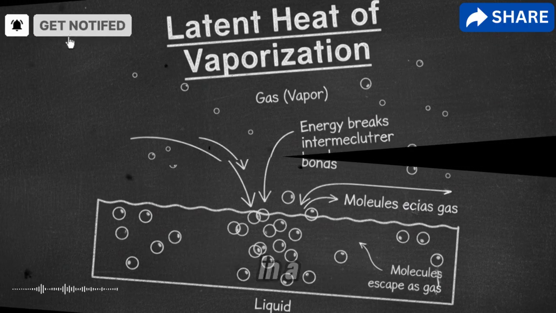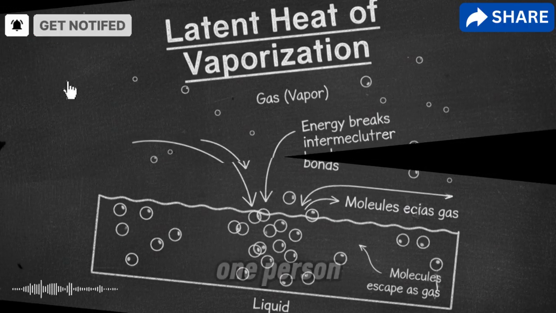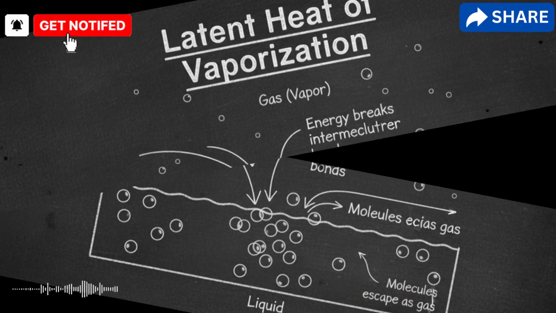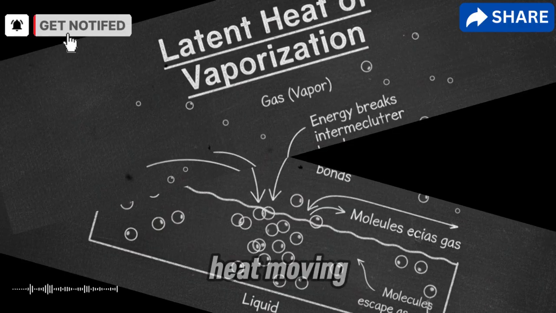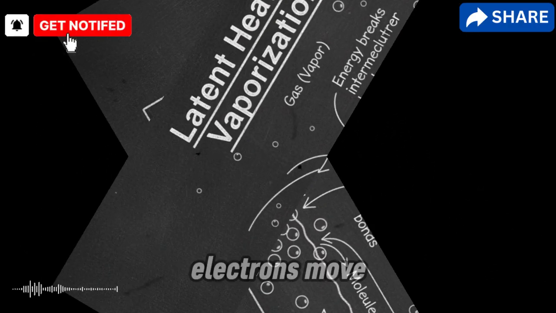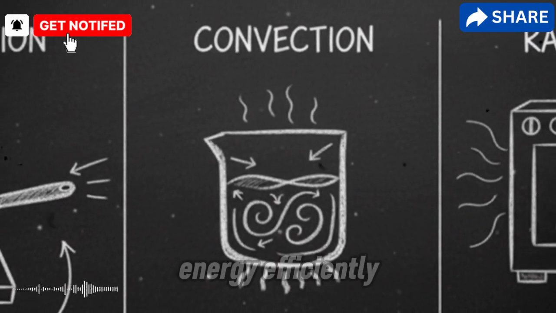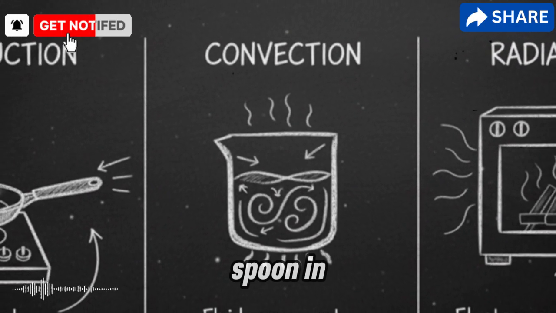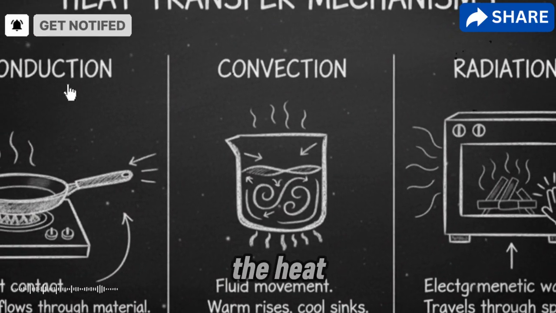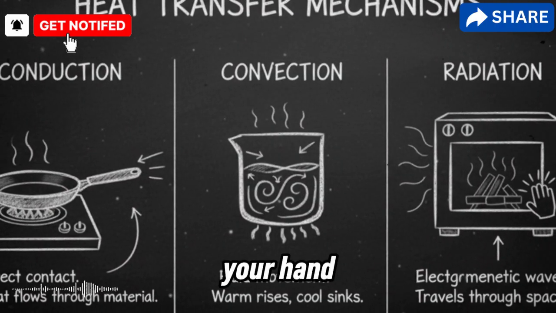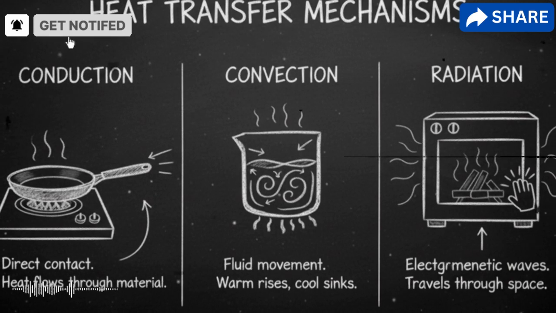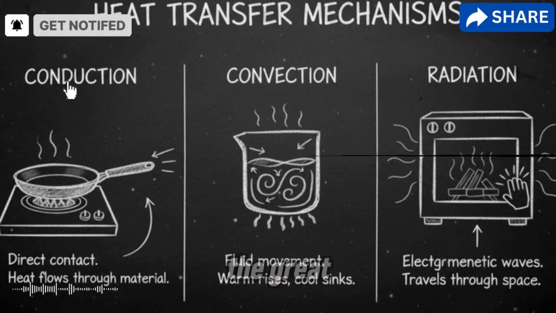It's like people standing in a line passing a ball. One person pushes the next, who pushes the next, and the motion spreads. This is called conduction. Heat moving through direct contact. Metals are very good at this because their electrons move freely and carry energy efficiently. That's why a metal spoon in hot soup quickly becomes too hot to hold. The heat traveled through the spoon right into your hand, which is physics reminding you, maybe use a wooden spoon next time.